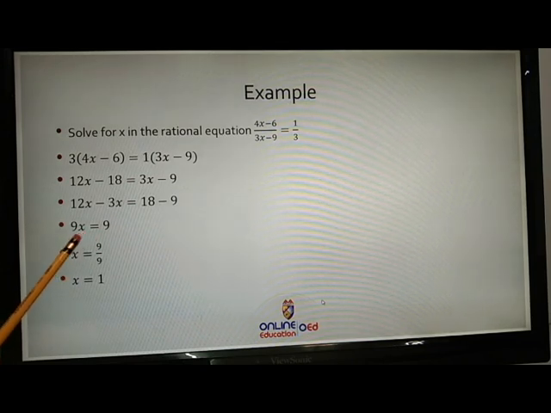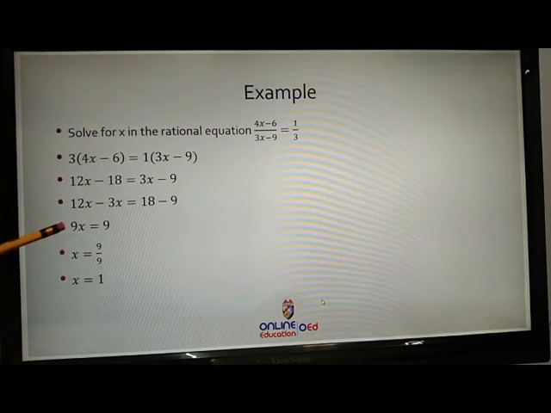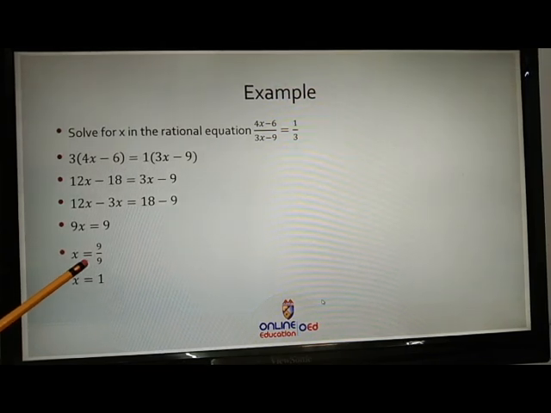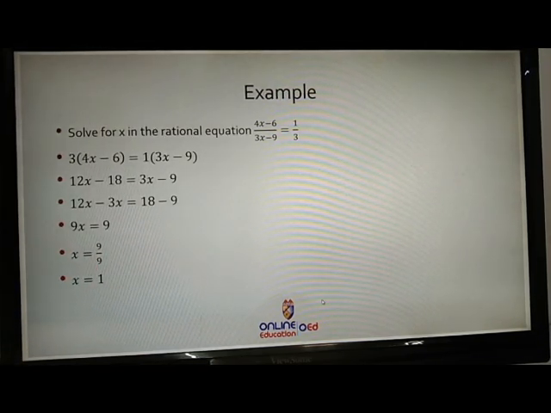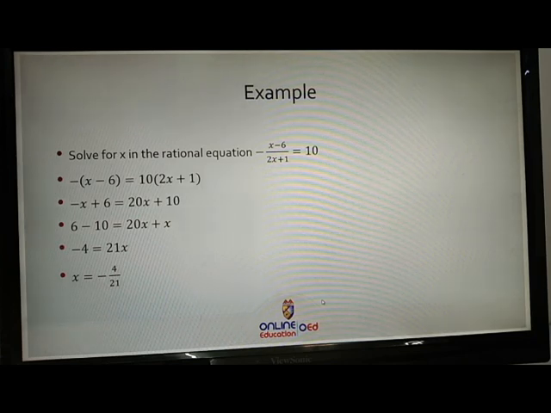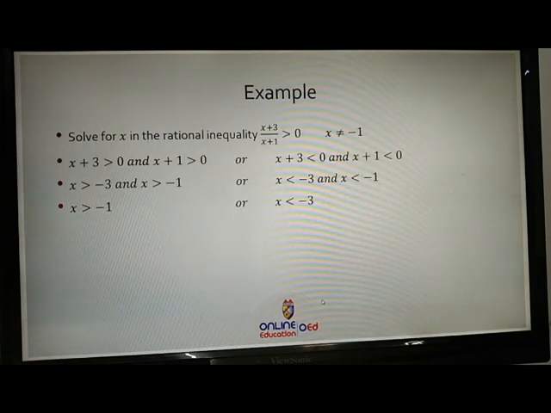And to simplify, we have to divide both sides by 9 para maging 1 yung numerical coefficient ng x. So we have x is equal to 9 over 9. So x is equal to 1. So that's how you evaluate a rational equation. So another example.